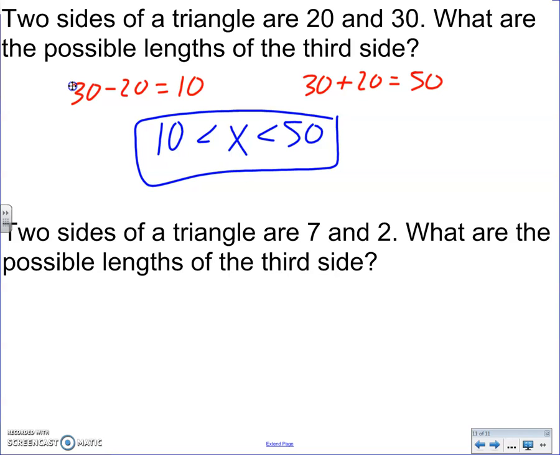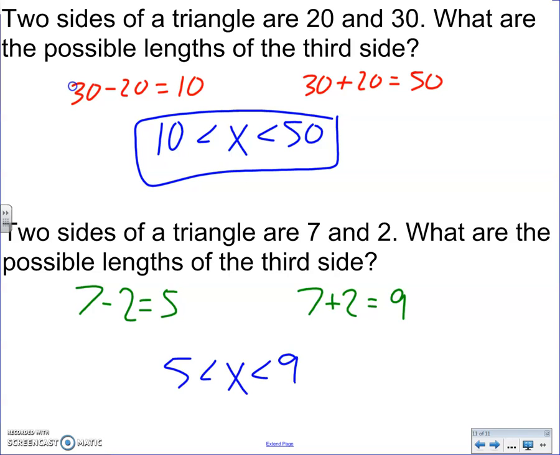Again, add and subtract, or subtract and add. 7 minus 2 is 5. That's one number. 7 plus 2 is 9. That's another number. Remember, x has to be between those two. The third side has to be between 5 and 9.